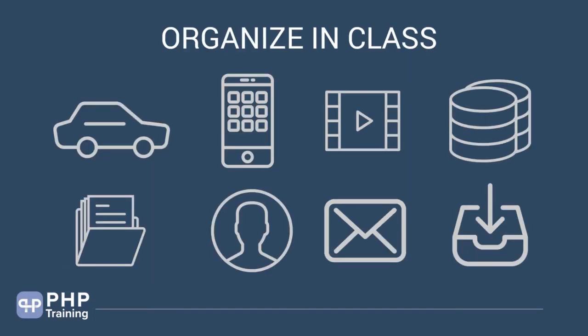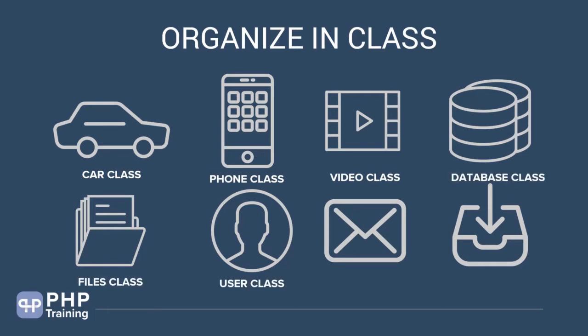So organizing in class, basically when you think about objects, you have to first organize them into classes. The first step is to define a class, then you have to convert it into an object and use it. So if you have a car object, as you're discussing thinking in objects, the car object can be defined as a car class, then phone object can be defined as a phone class, and then video class, database class, files class, user class, email class, and downloads class.